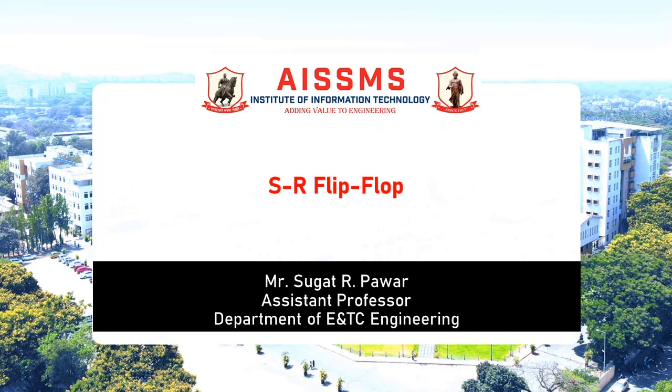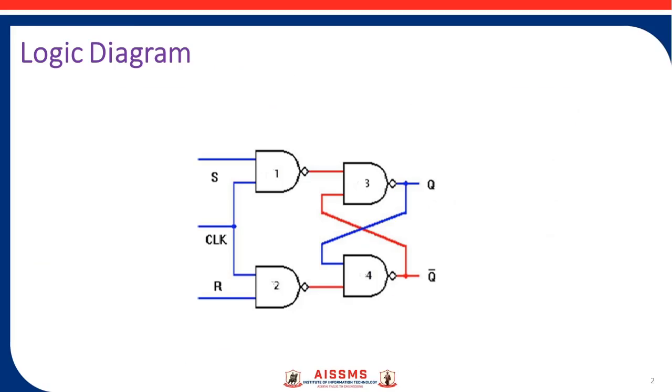In this video, I'm going to explain the working principle of SR flip-flop. This is the logical diagram for SR flip-flop. As we know, it has two inputs and two outputs. Inputs are S and R, that is set and reset. Outputs are Q and its complement Q bar. Using 4 NAND gates, we design the SR flip-flop.